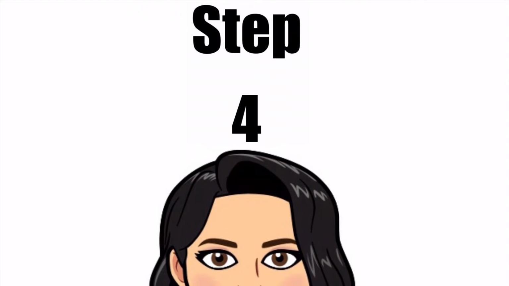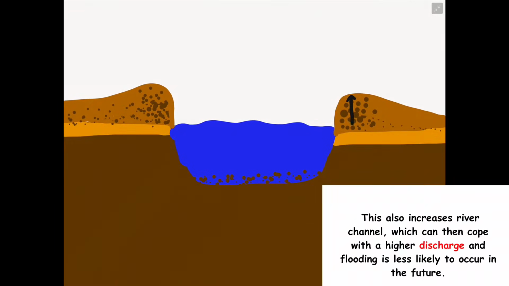Step four in the formation of a floodplain and levee is when you can see evidence that the riverbanks, the levees themselves at the immediate sides of the riverbank, have built up and increased over time from this heavier sediment being deposited, whereas the floodplains have also increased due to this fine sand and silt. What this does is raise the river channel, which then allows the river to be able to cope with a higher discharge, therefore making it less likely to flood in the future.